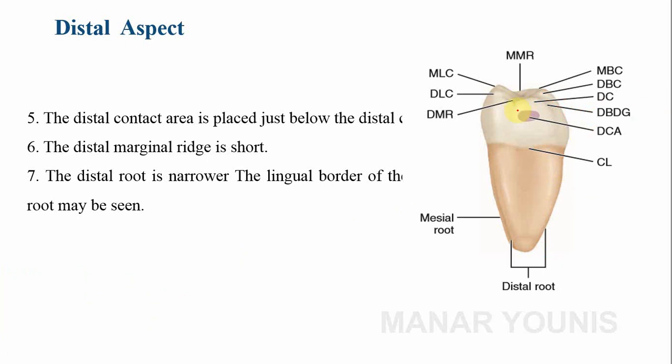So to review all the anatomical landmarks that can be seen from the distal aspect, a lot of anatomical landmarks can be seen, in fact. First, the distolingual cusp, the largest, the distal cusp, the distobuccal cusp, the mesiobuccal cusp, the mesial marginal ridge, and the long mesiolingual cusp. This is the short distal marginal ridge, the distal contact area. Both roots can be seen. In the foreground is the distal root, and the lingual border of the mesial root can also be seen.